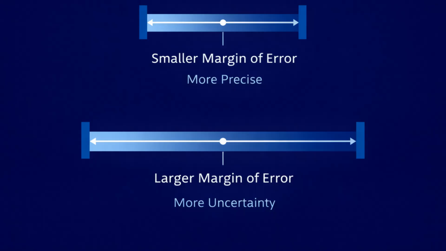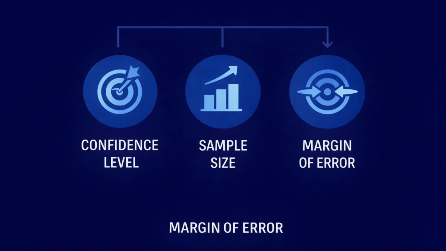A smaller margin of error means the estimate is more precise. A larger margin of error means there is more uncertainty about the true population proportion. Three factors affect the margin of error for a proportion.